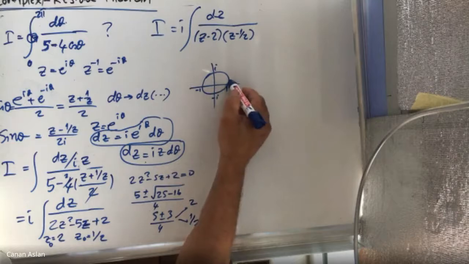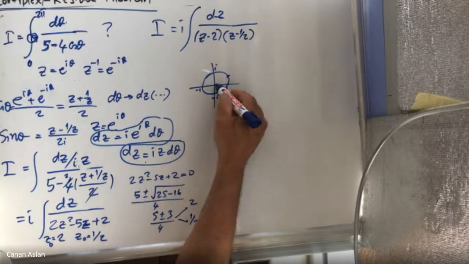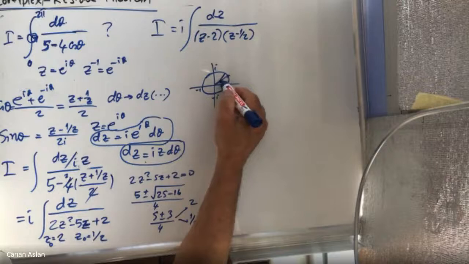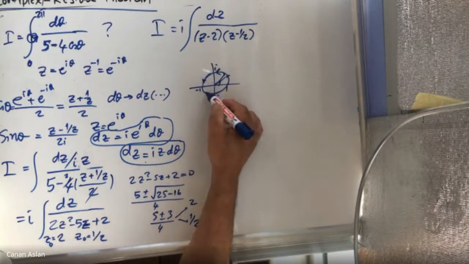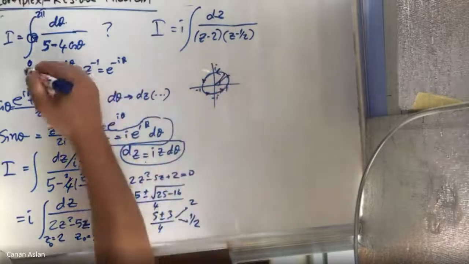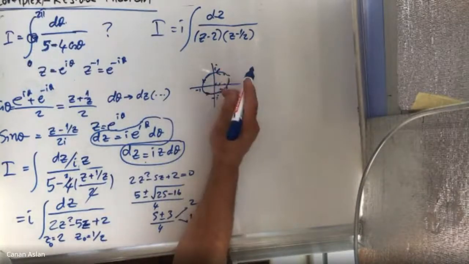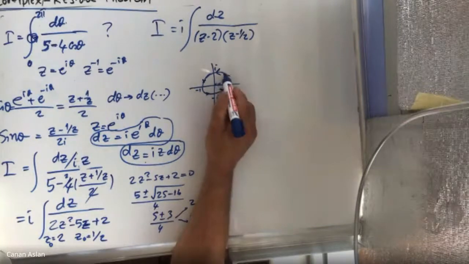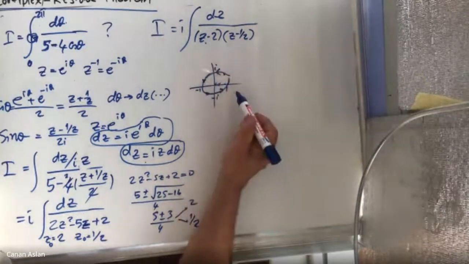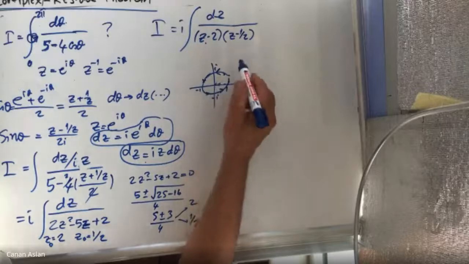The angle is changing from 0, this is 0, and then this is like 45 degrees, and then it goes like that. So our curve is this. The angle is going from 0 to 2 pi. But now let's check which one of these singularities is included in this thing.